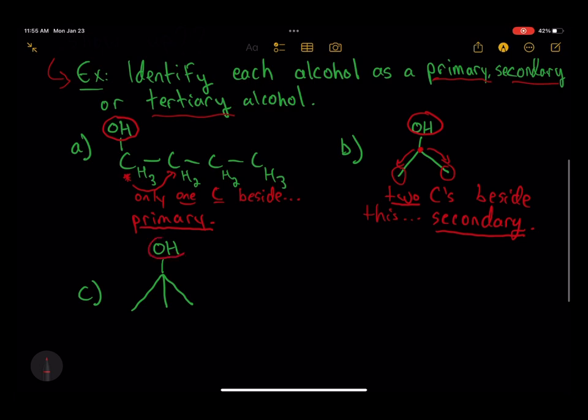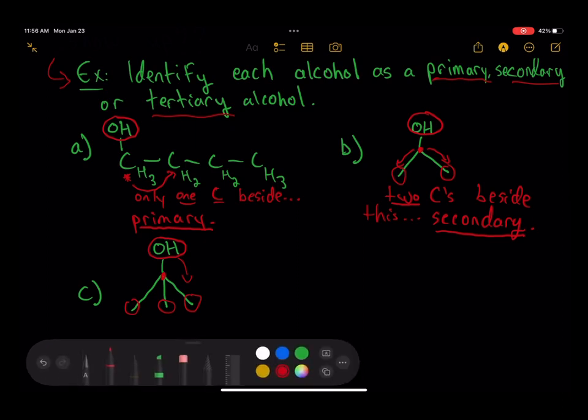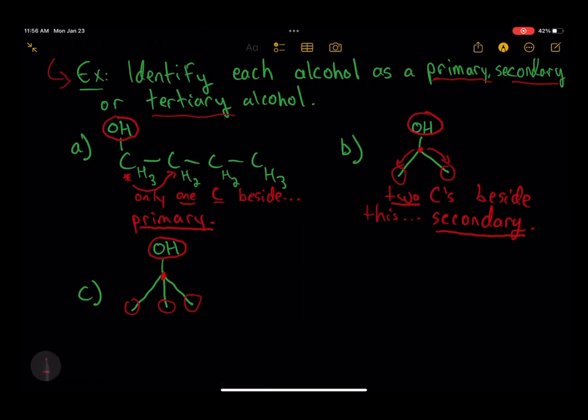Now, let's look at the third one. Looks very similar to the second one. I've located the hydroxyl. It is on the second carbon of the parent chain, but when I circle each carbon, I can see that there are three carbons that surround it. Two of them are part of the same parent chain, but one of them is a methyl group or a branch. And so because there are three carbons attached or beside the carbon that has the hydroxyl on it, this is a tertiary alcohol.